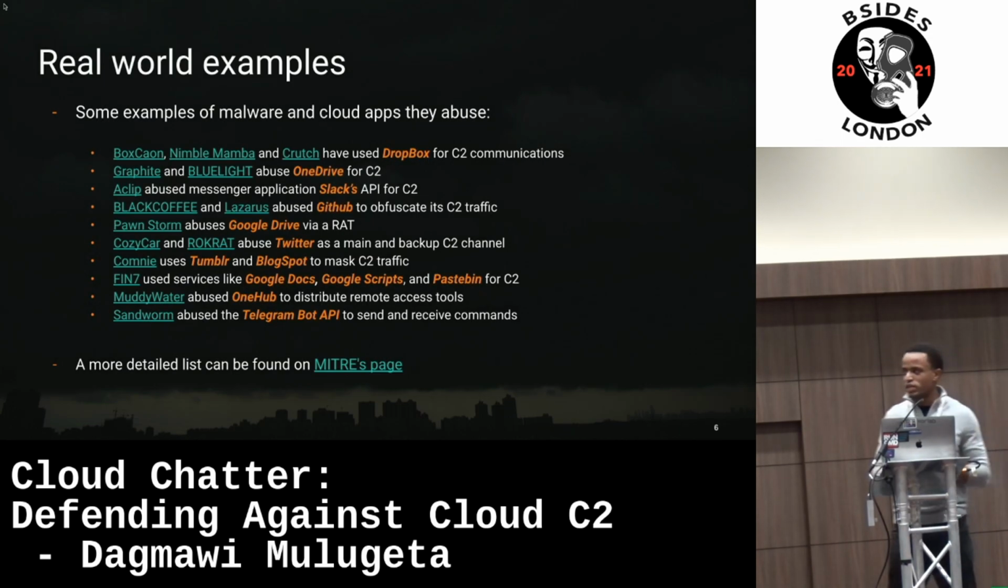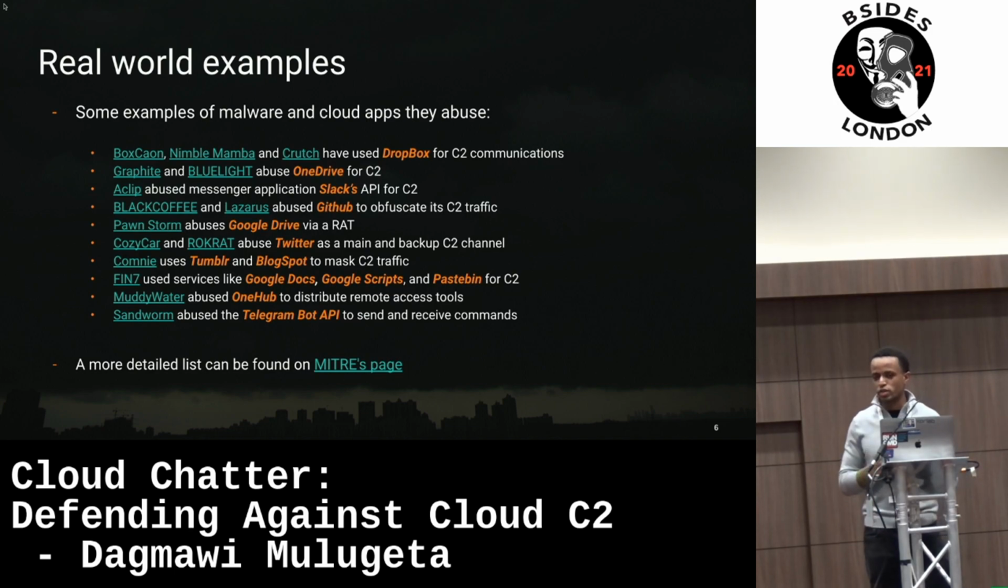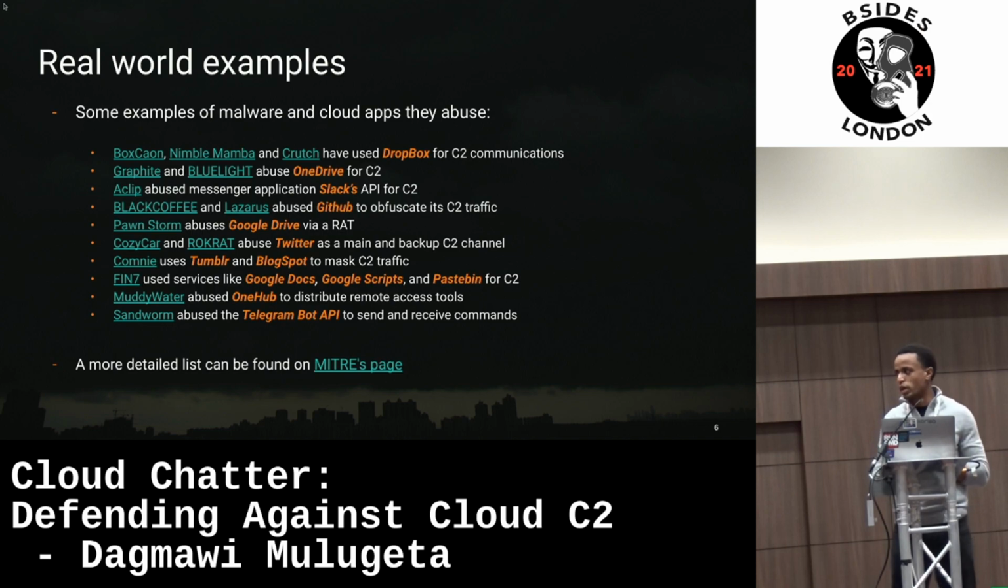So how often does this happen in the real world? This is a little bit of a noisy slide, so I apologize for that. But what I wanted to show are the malware samples and the cloud apps they've abused for command and control. You can see BoxCon, Nimblebomb, and Crutch have abused Dropbox, Graphite and BlueLight have abused OneDrive, and Aclip has abused Slack. We've seen GitHub abuse, Google Drive abuse, Twitter, Tumblr, Blogspot, Google Docs, Google Scripts, Pastebin, OneHub, Telegram. All of these apps have been abused for command and control. And this is actually a very select list. A much more detailed list can be found on MITRE's page as well.